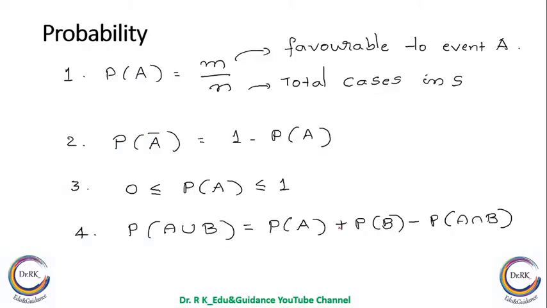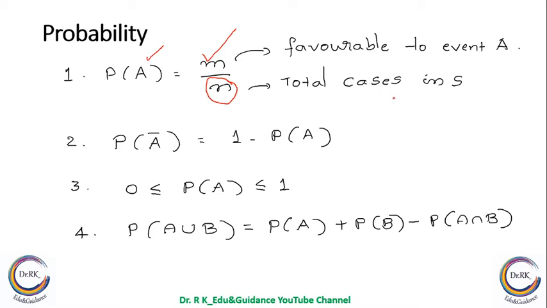Now quickly we revise the basics of probability that we discussed. The first one is the definition of probability, that is P of A equals M by N, where N is the total number of cases or entries in the sample space, and M is the number of cases which are in favor of the event A. This is the basic definition of probability.